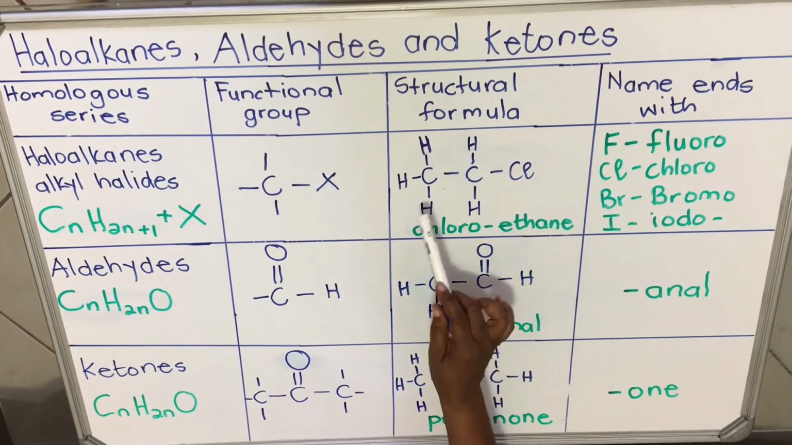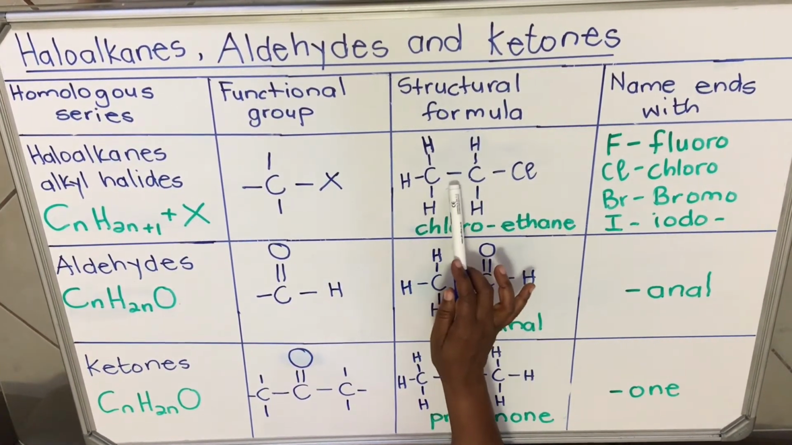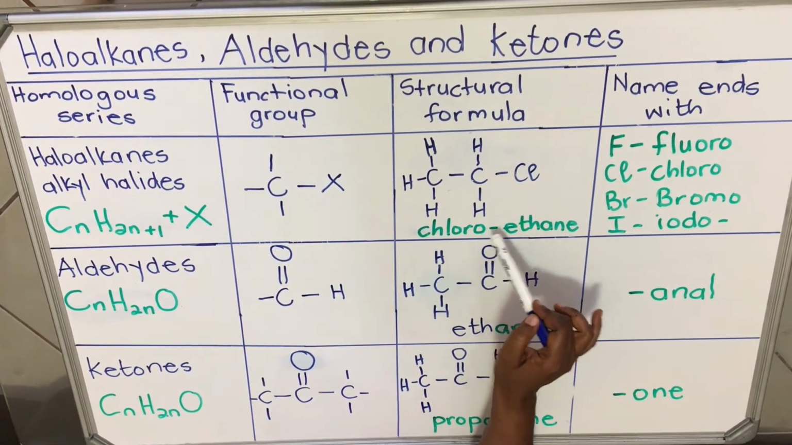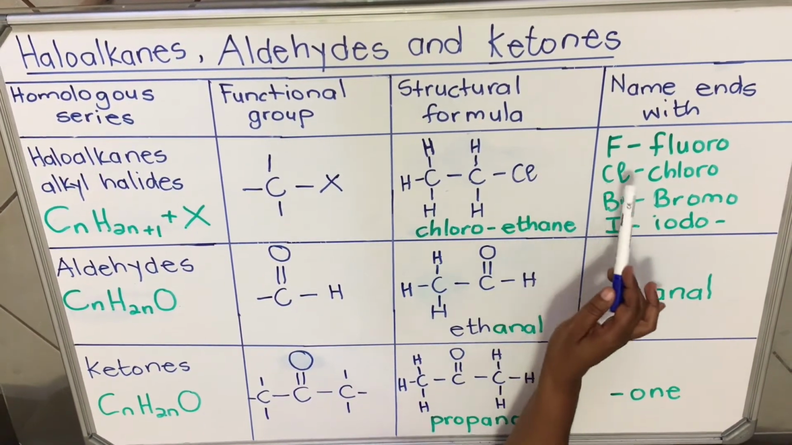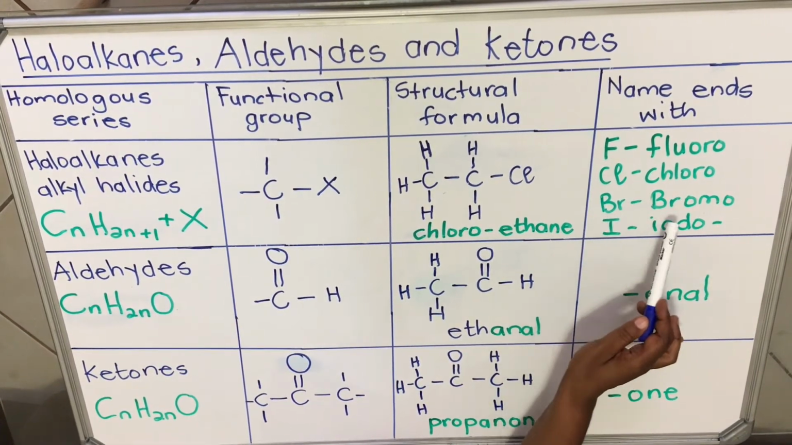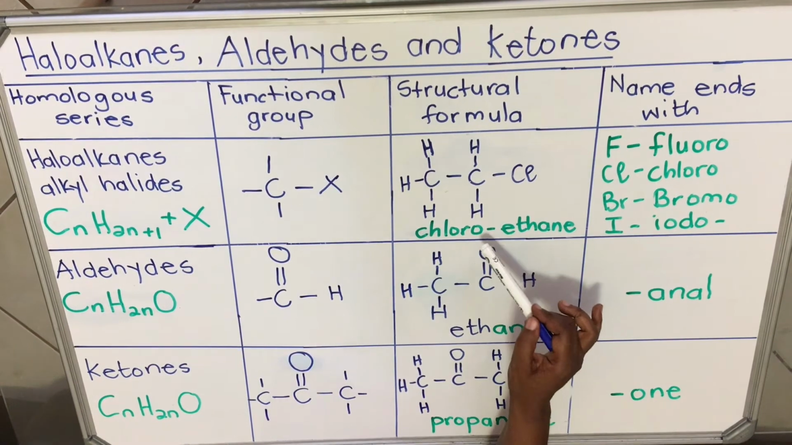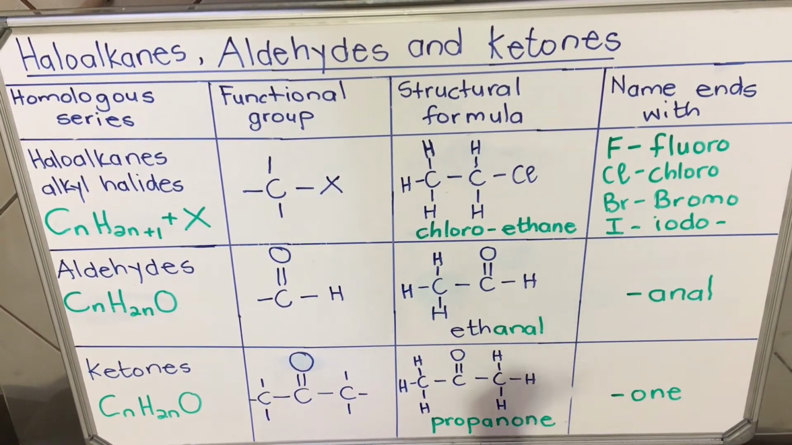And then this is the structural formula. This one has 2 carbons, so it's eth, so it will be chloroethane. Chloro from the chlorine. The fluorine will be fluoro. Your chlorine will be chloro. Your bromine will be bromo. And your iodine will be iodo. So the name will start with the halogen prefix, and then it will depend on the number of carbons that you have.